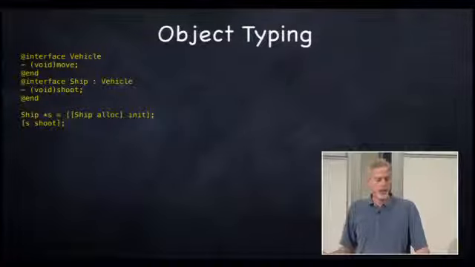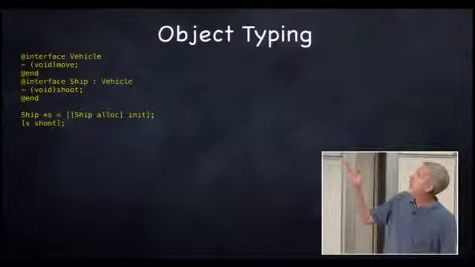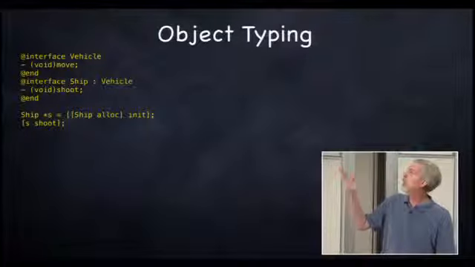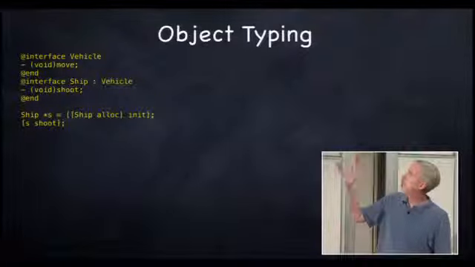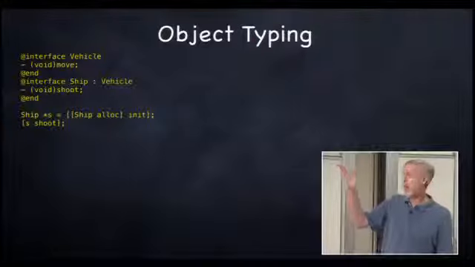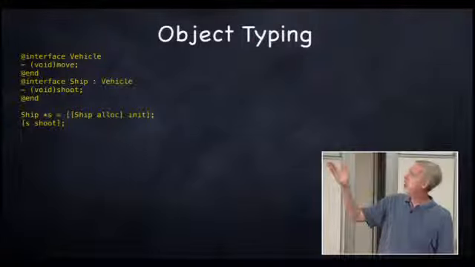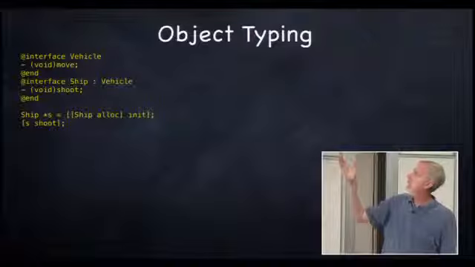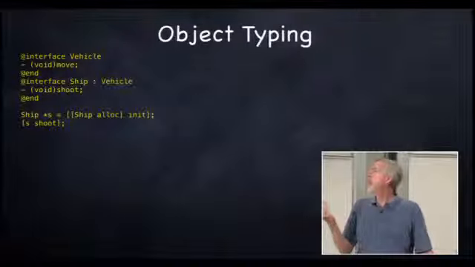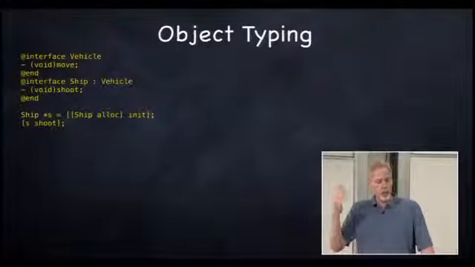No problem, right? Because Ship alloc returns a Ship star, and then init returns either a Ship star or an id. We'll talk about that later. And it assigns it to a variable, Ship star. That's fine. And then shoot, that's fine because it knows that s is of type Ship star and shoot is implemented by Ship.